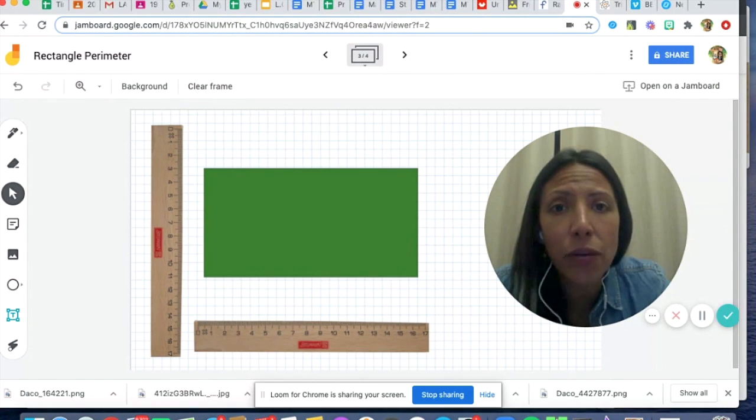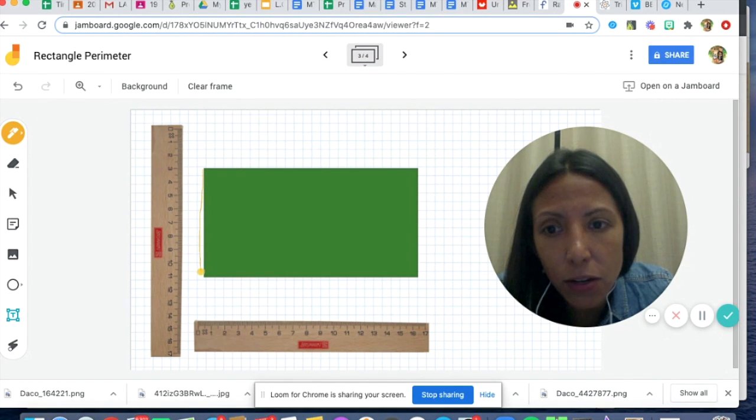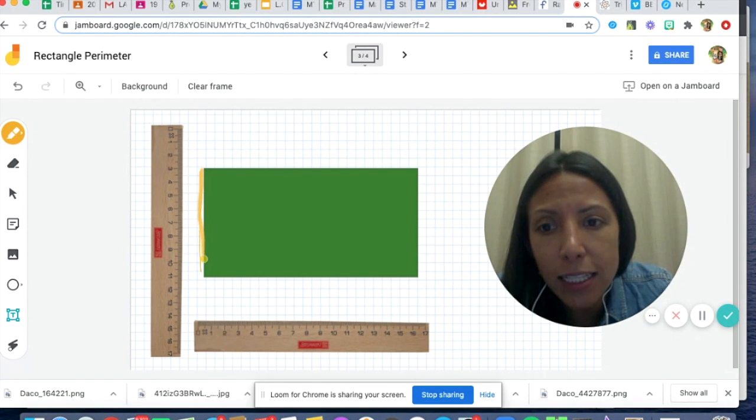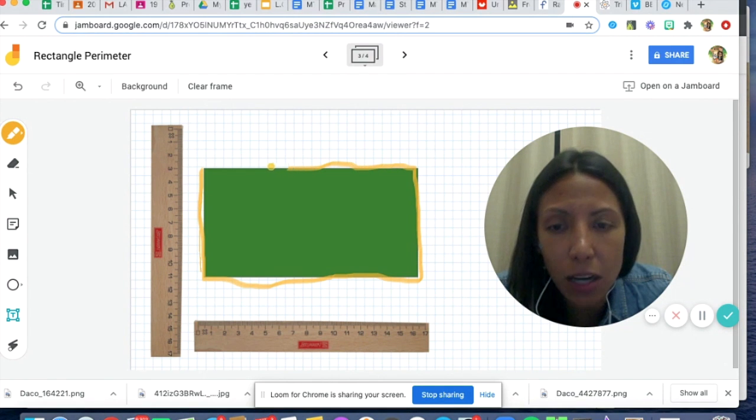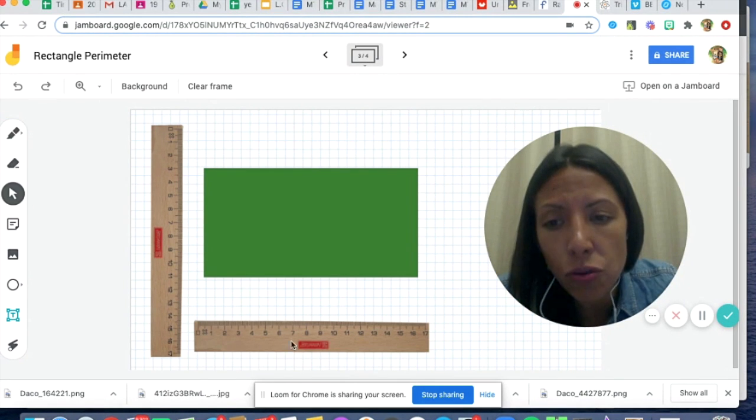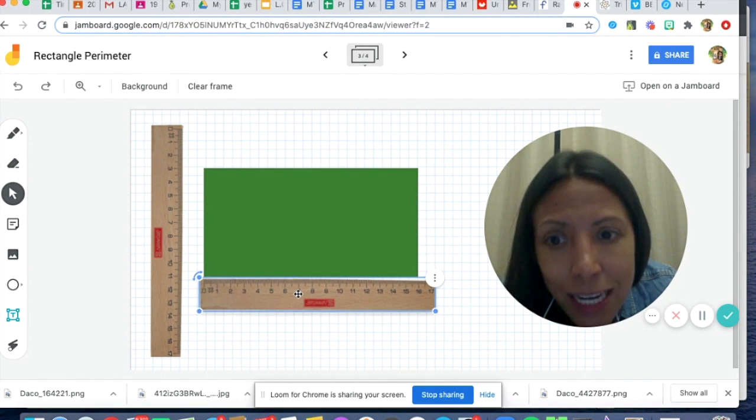This is how we get a perimeter. The perimeter, guys, is the distance around a shape. All the distance around it, not the inside, just the distance around it, the outline of a shape, right? That is the perimeter.